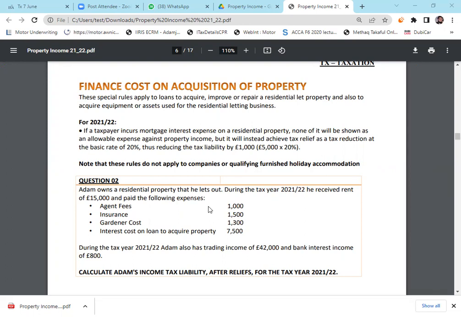You are not allowed to deduct interest cost or finance cost on the loan which you acquire in order to purchase property. This loan interest is not going to be deducted from the format of property income. So what effect it will give us, we will discuss with question number 2. Please read question number 2, Adam's.